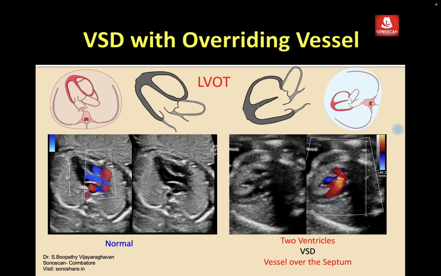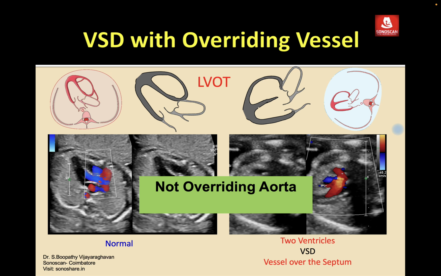So here on the left side, this is the LVOT section of two fetuses. Left side is the normal one. You see the ventricles and LVOT, whereas on the right side you see two ventricles, VSD with vessel over the septum. So that is the overriding vessel.